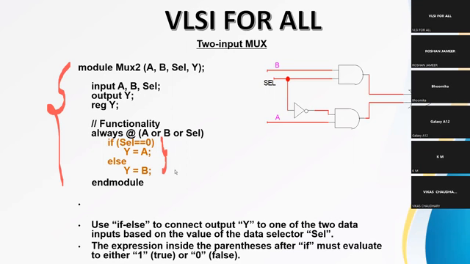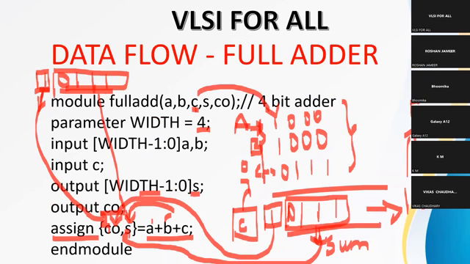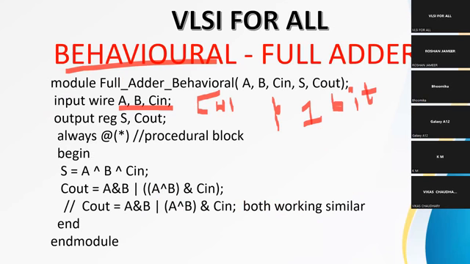Yes, ma'am. But my question is why we do not use always and reg in structural coding? Structural model, okay. Actually, we are not triggering any event there. We are just passing the inputs like signals. We are not assigning, and we are not taking it as a register. We are just passing the signals.